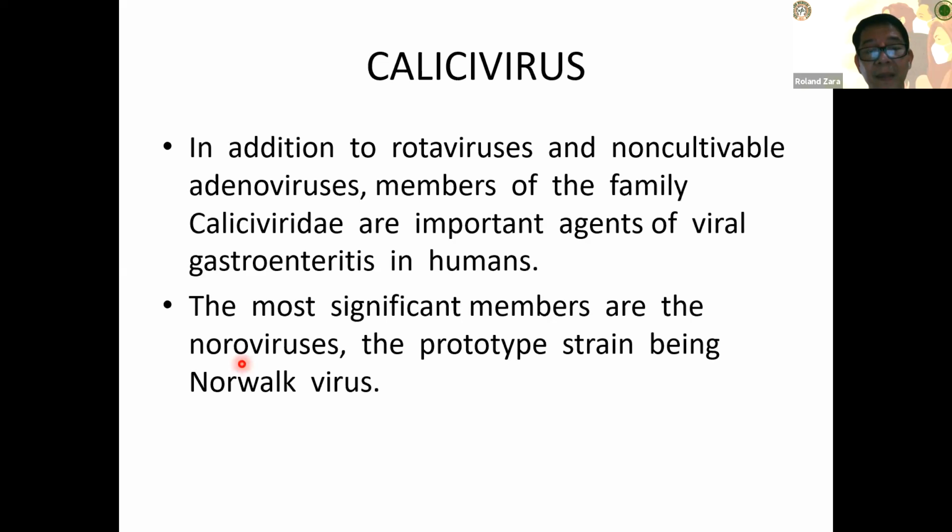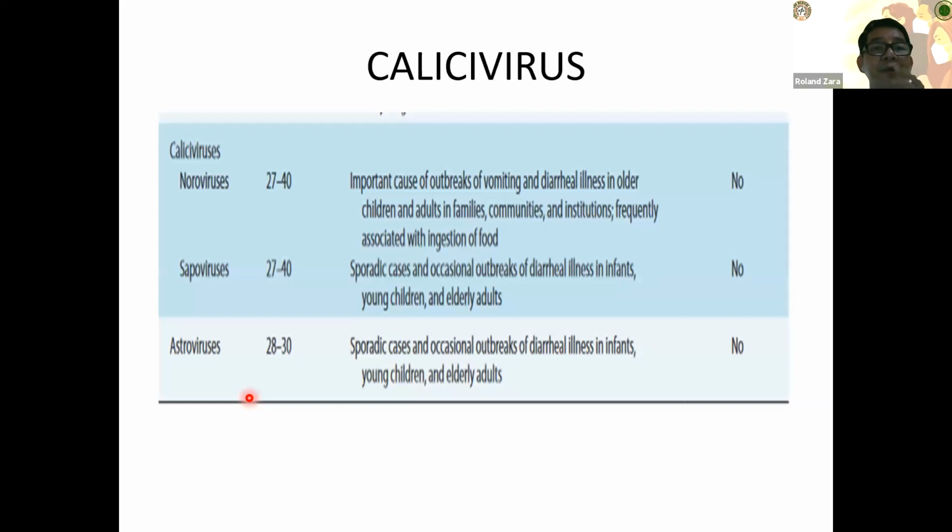And when they did a PCR, it showed noroviruses, otherwise known as the Norwalk viruses, parang naglalakad na ng virus, kumakalat. So your noro are an important cause of outbreaks of vomiting and diarrhea in older children and adults. So kung sa rota, it's more of an infant, this is more on older children and adults. And it does not need hospitalization because this is still self-limiting.